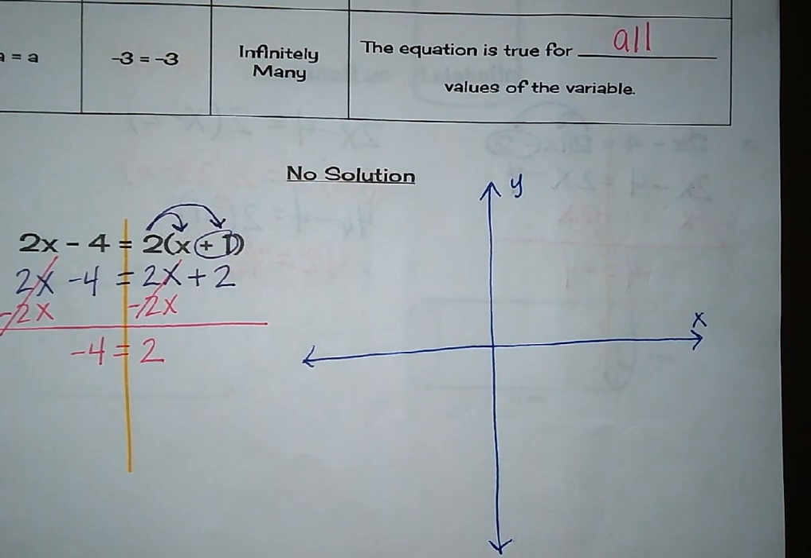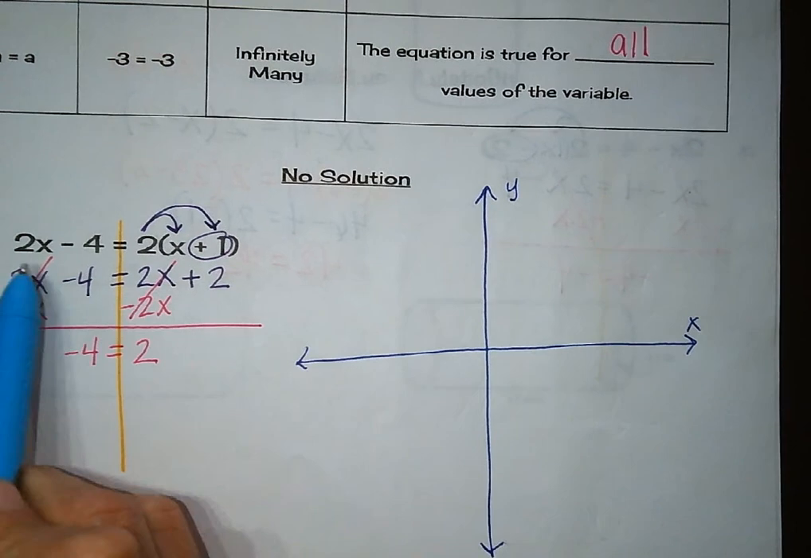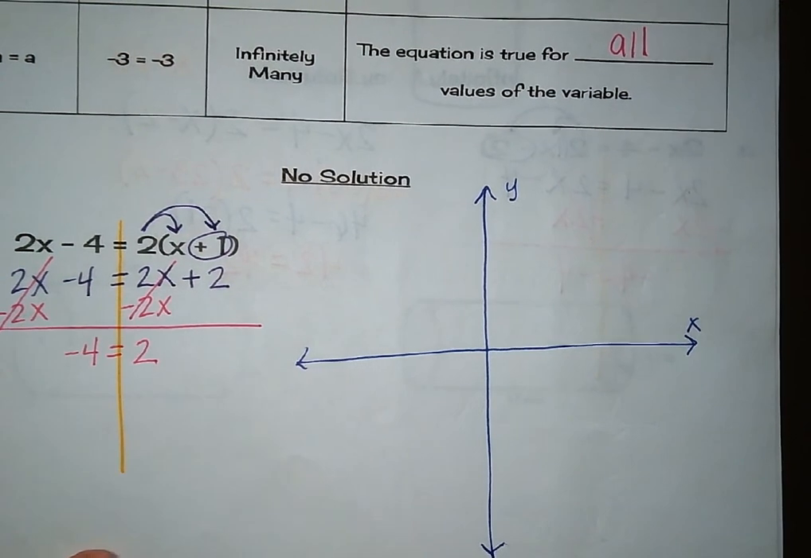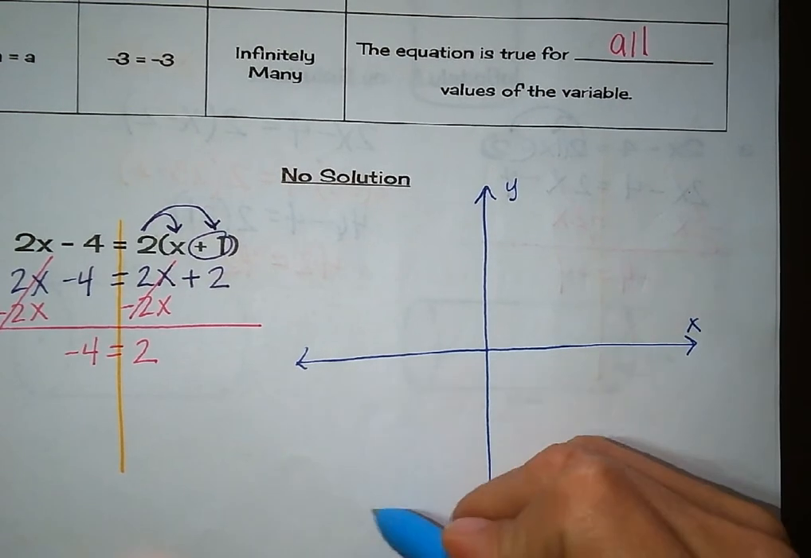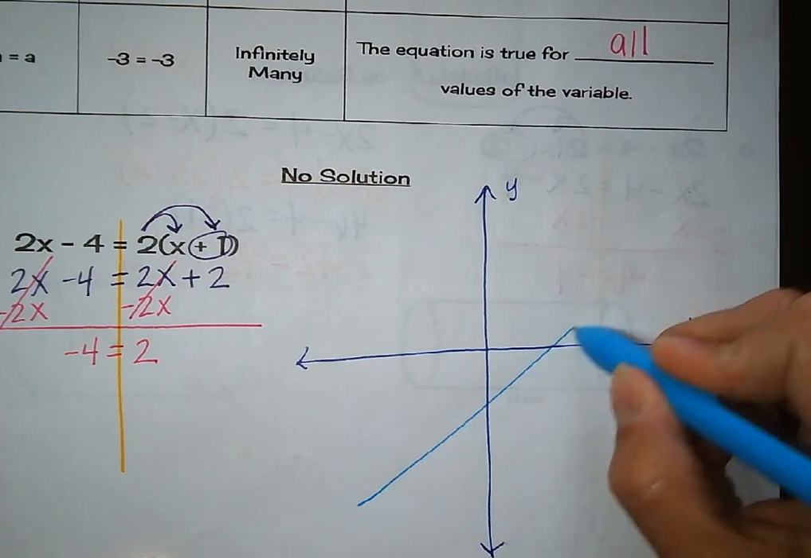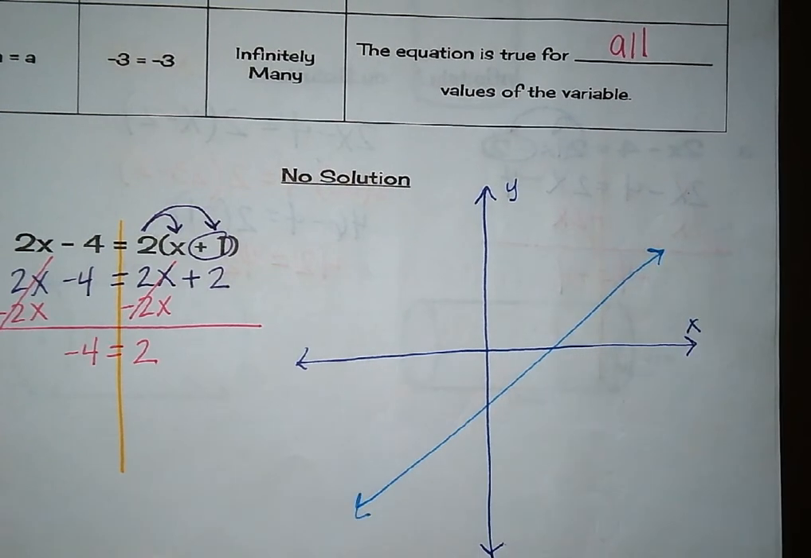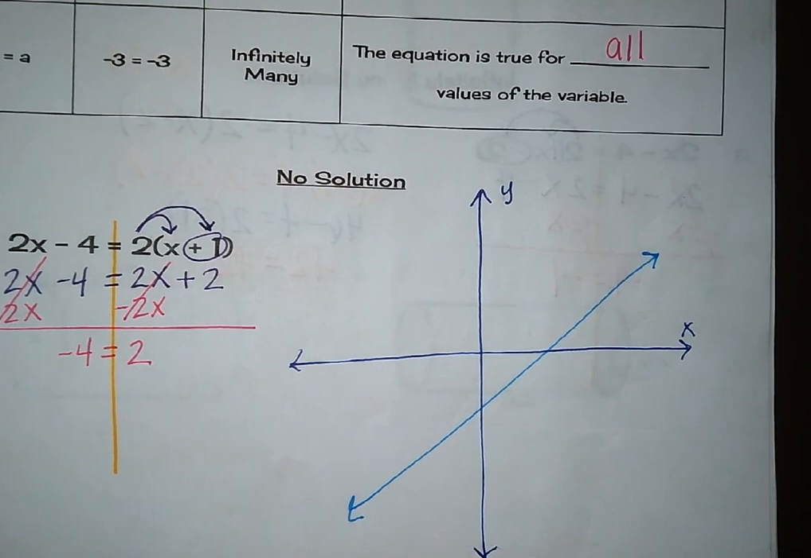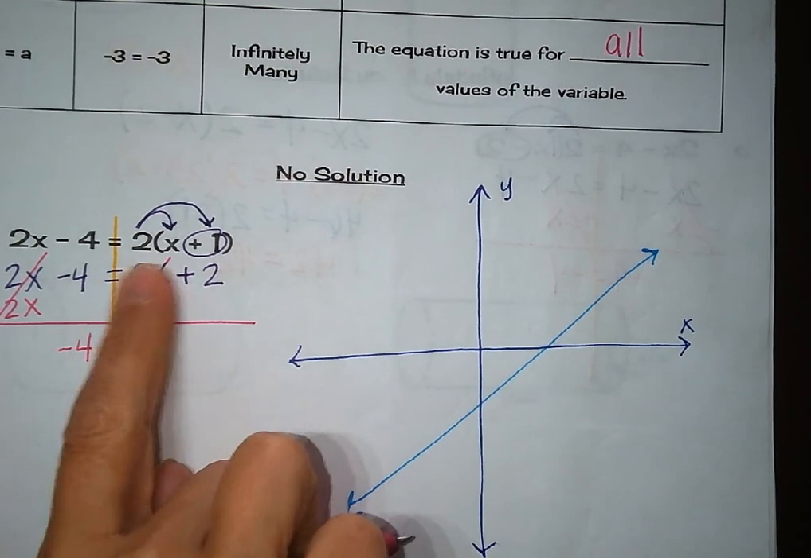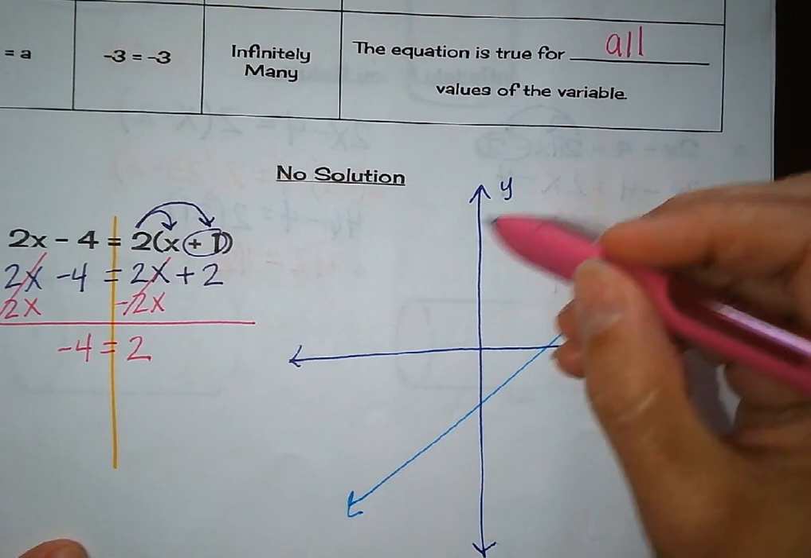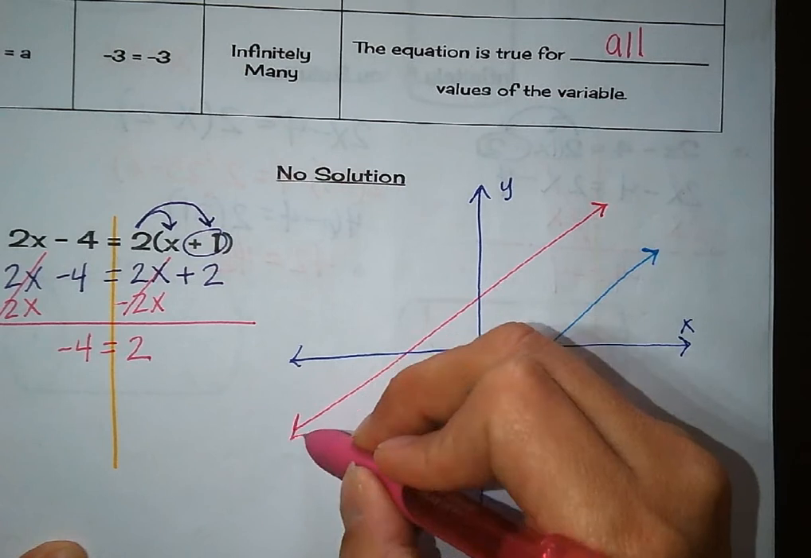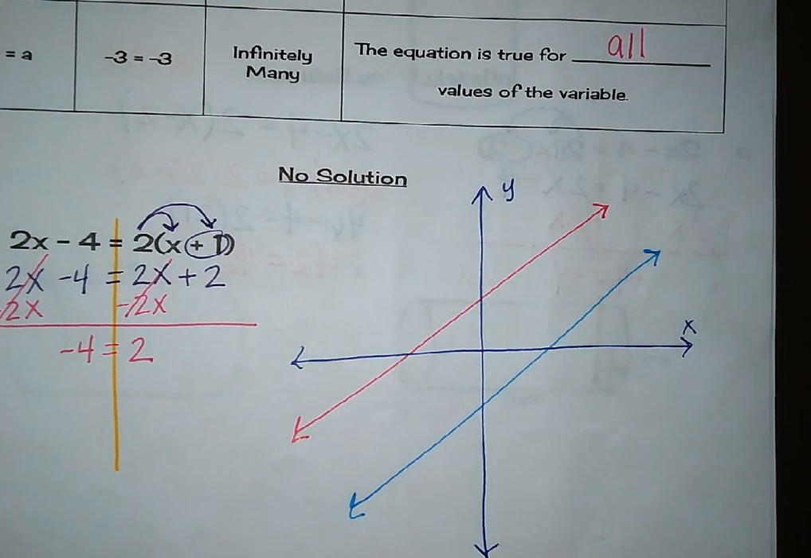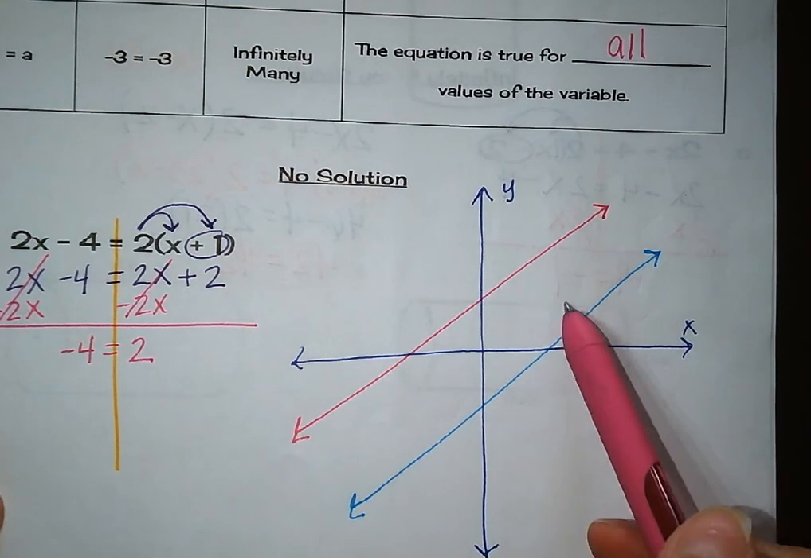So if I think about my first line here, which is this 2x minus 4, and again, we're just going to draw some lines on here to give you an idea of what a no solution is. 2x minus 4 is going to look something similar to this. Okay, there's that line. Here would be my 2x minus 4. But then my 2 times the quantity of x plus 1 is going to look something similar to this. So what kind of lines do we notice these two lines are that are never ever intersecting? They're going on forever and ever and ever.